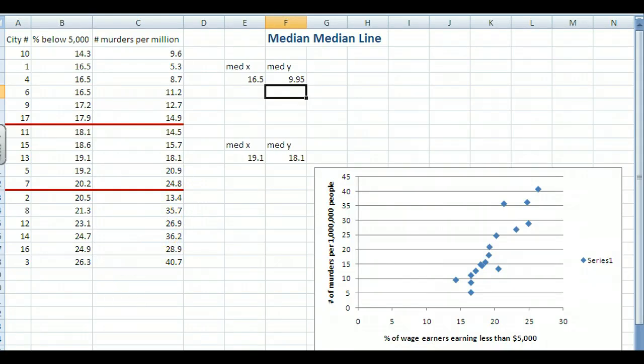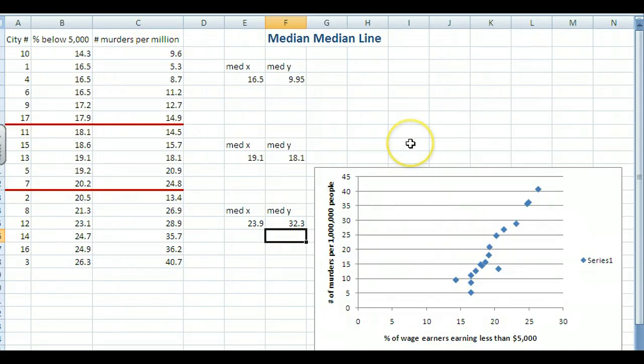Okay, got to do the same at the bottom. What do we have to do first? Did you catch that? Sort the data, at least the y values. The x values are already sorted. So the median x is the average between 23.1 and 24.7. So that's 23.9. And the median y is the average of 28.9 and 35.7, and that comes out to be 32.3.